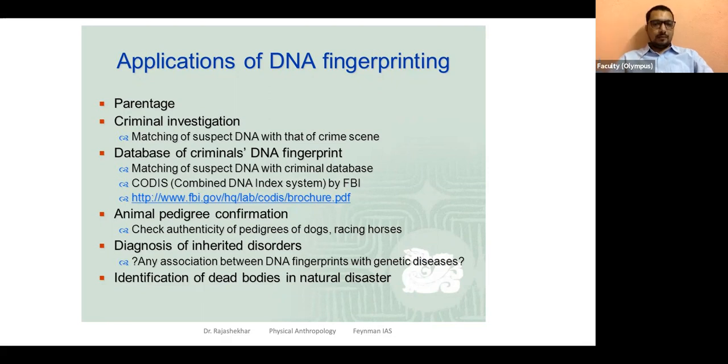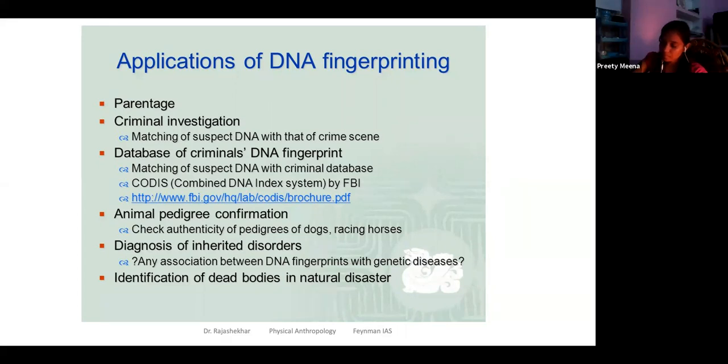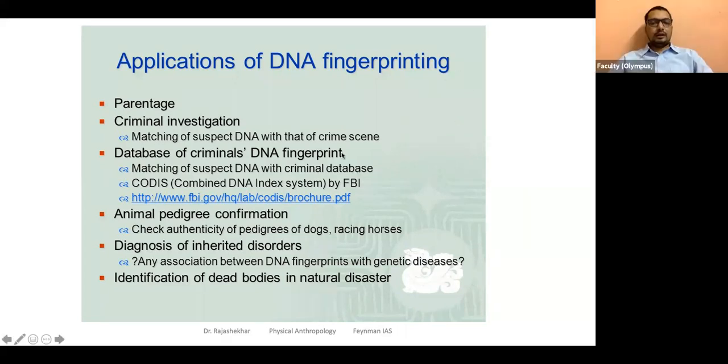Okay, so the database can be used for matching the suspect's DNA with the criminal database. You watch this in Hollywood movies, right? A person's fingerprint or a face is identified. They look in the database, matching database. So like that, in future, a database can be maintained where crimes can be solved faster. The FBI's database is called CODIS, Combined DNA Index System. You don't have to make a note of that.